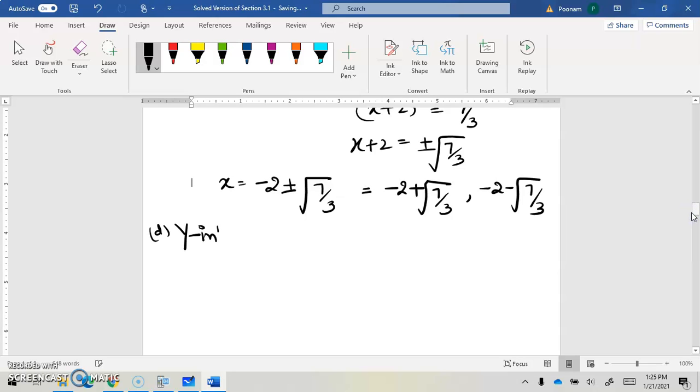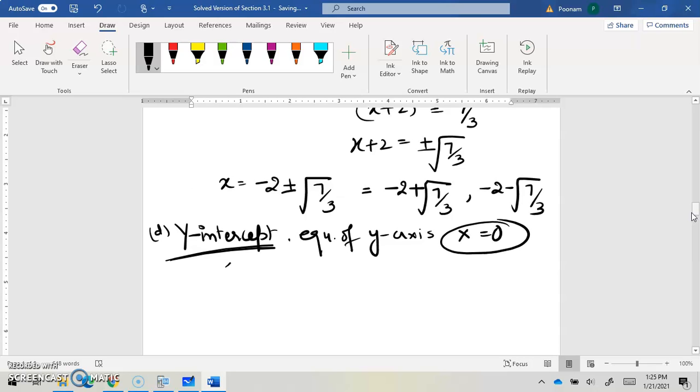Y-intercept means where the graph meets the y-axis. What is the equation of the y-axis? The equation of the y-axis is x equal to 0. So, for the given function, we have to plug in x equal to 0.